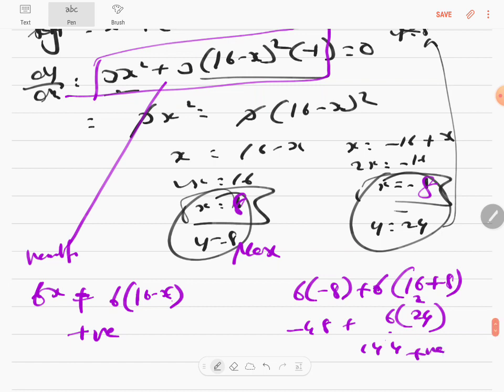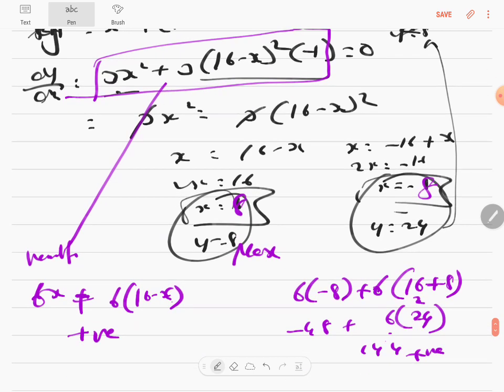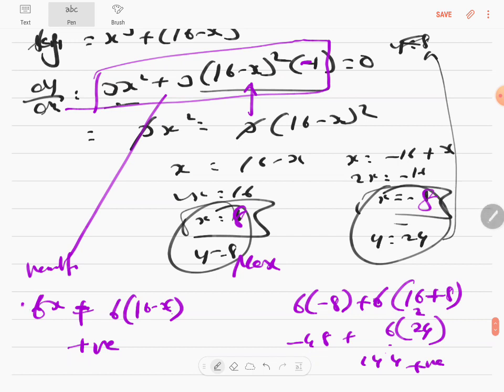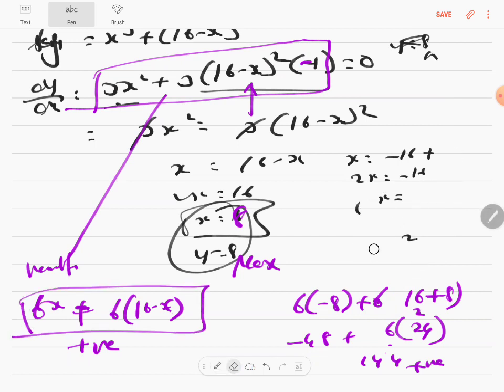Ma'am, I guess it's 6x minus 6 into 16 minus x. Yes, ma'am, because it's double differentiation. Because it's positive there, so minus. Positive and this negative makes it negative, and when I differentiate this, it's 2 into 16 minus x into again a minus 1, so it's positive. Okay. So double differentiation verification is clear. So then therefore they would not even try for this.